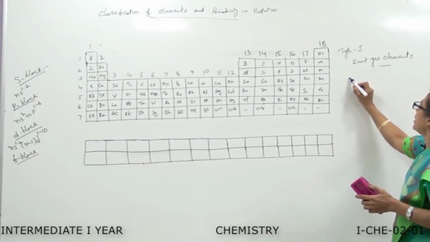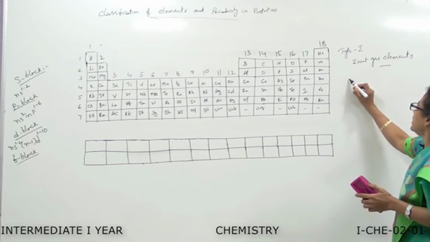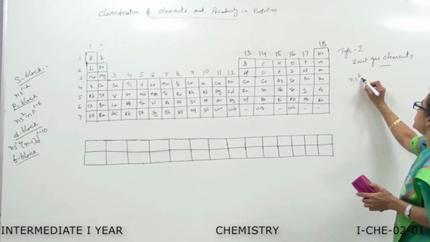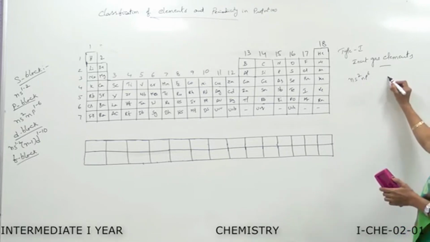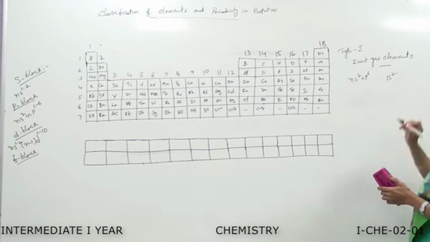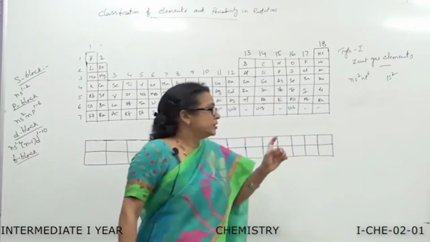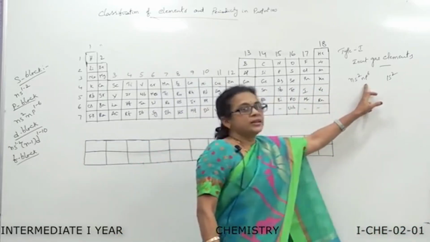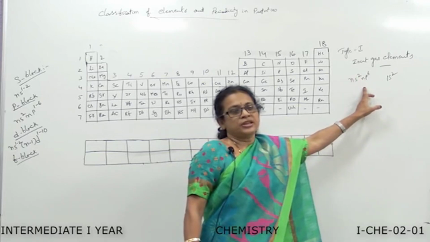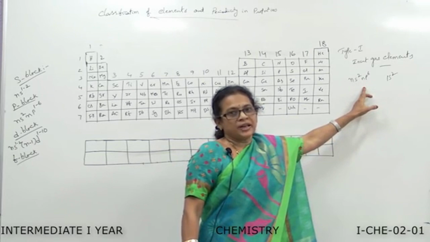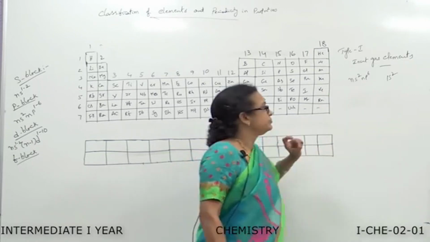The general configuration of these inert gas elements is ns2, np6 except helium. Helium has the configuration 1s2. These are all inert because they already have a completed outermost shell. So there is no need to participate in chemical bonding, hence these elements are inert.